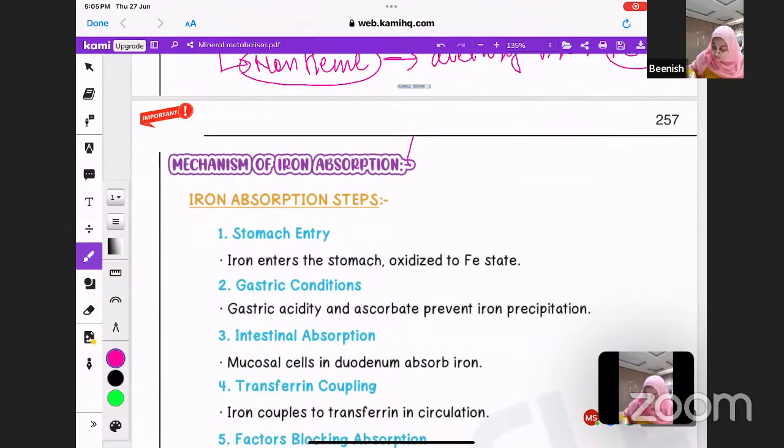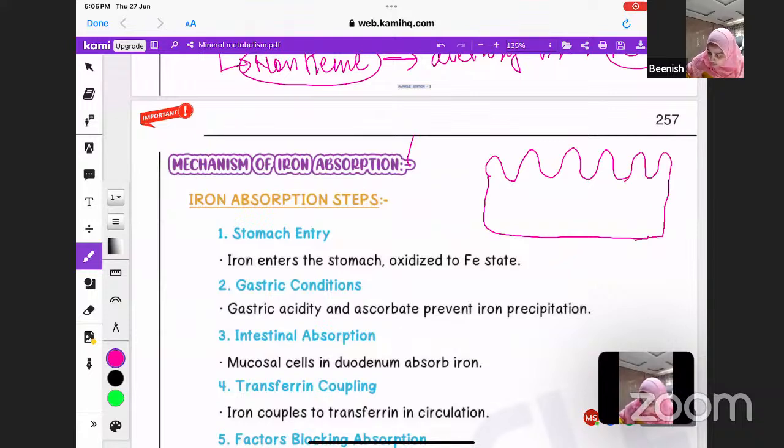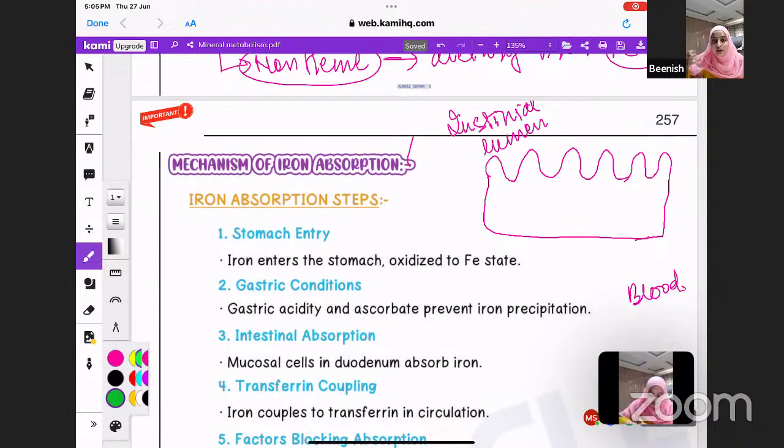So you have enterocytes, that are your intestinal cells. Okay, they have a brush border. So this is the intestinal luminal side. Intestinal lumen on this side, and this side is your blood. Now this dietary iron that you are consuming has to be absorbed from the lumen through the enterocytes, that is the intestinal cells, into the blood. Now let's have a look at the mechanism which is going to take place.